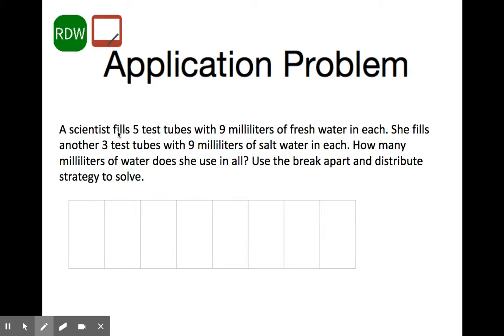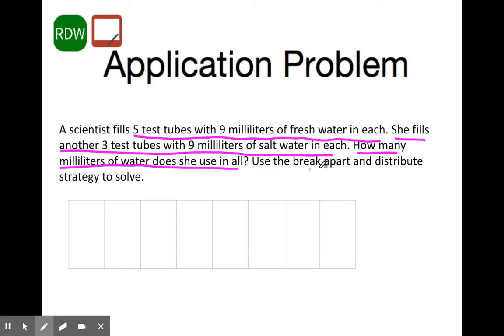Let's take a look at our application problem. If you have not completed it, please hit pause and then come back and hit play when you finished. It says a scientist fills 5 test tubes with 9 milliliters of fresh water in each. She fills another 3 test tubes with 9 milliliters of salt water in each. Our question is, how many milliliters of water does she use in all?